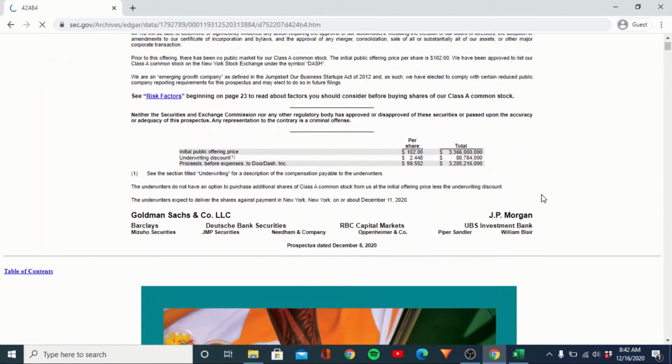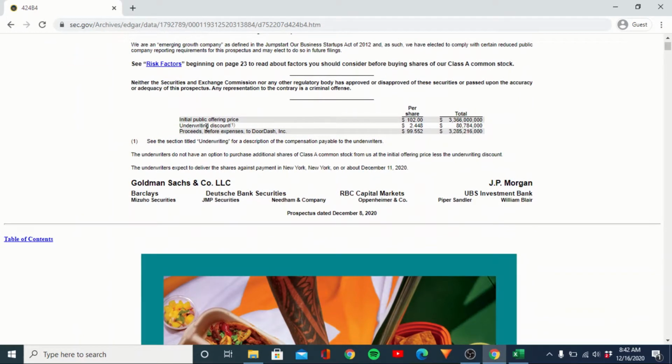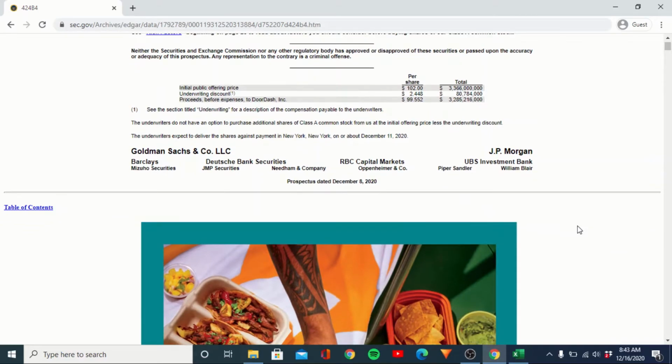In here, you could read through this, a lot of interesting stuff. It'll show the initial offering price, 102. The banks were getting 2.50 a share. So banks got paid $80 million to IPO this. It'll show you the lead banks here. Goldman Sachs was lead left, followed by JP Morgan, and then a handful of other smaller equity pieces given out as well.